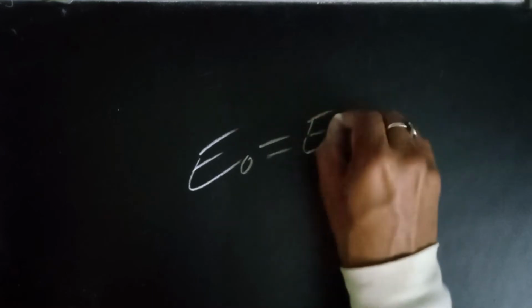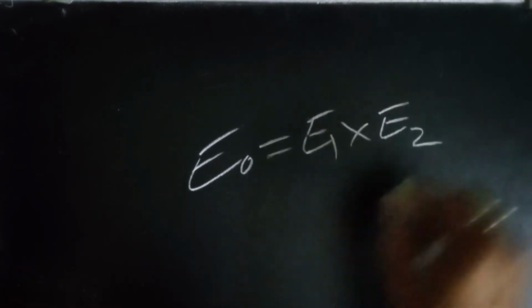And finally the overall effectiveness would be E1 into E2. This is for the screening. And now let's move to the Stokes law.